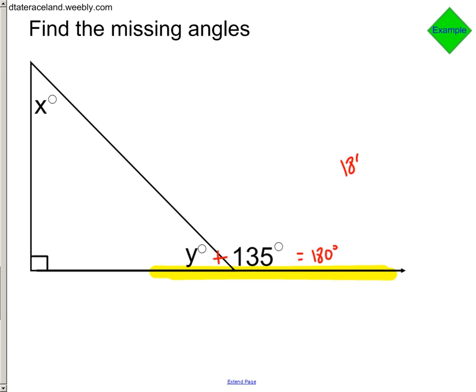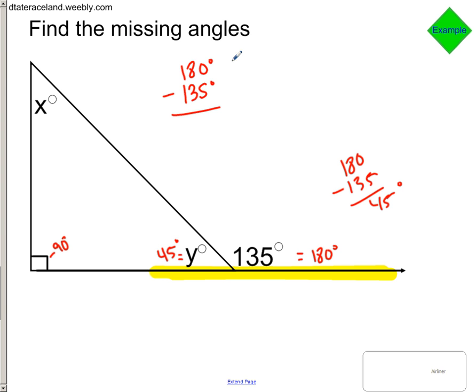Well, what's 180 minus 135? 45 degrees. So the only answer that could be here is 45 degrees for y. This 45 degree angle is what y represents. And now that I know this one is 90 and this one is 45, together that's 135 degrees, I could subtract it from the sum of all three angles, right? Because this is the sum of all three angles, and I can subtract the sum of the two angles that we knew.